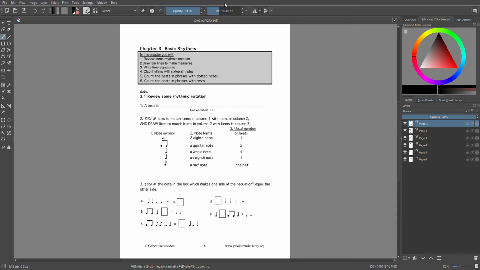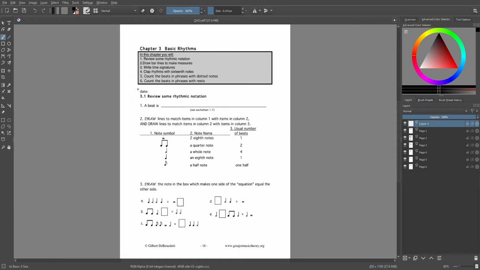Okay, we're on Chapter 3, Basic Rhythms. Alright, so we're going to review rhythmic notation. We're going to draw some bar lines to learn about measures. We're going to write time signatures, clap rhythms with 16th notes, count the beats and phrases with dotted notes, and count the beats and phrases with rests.